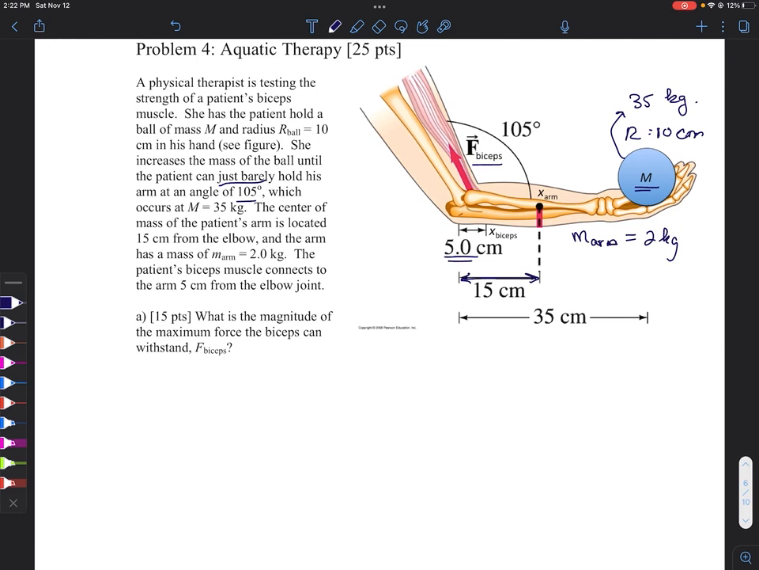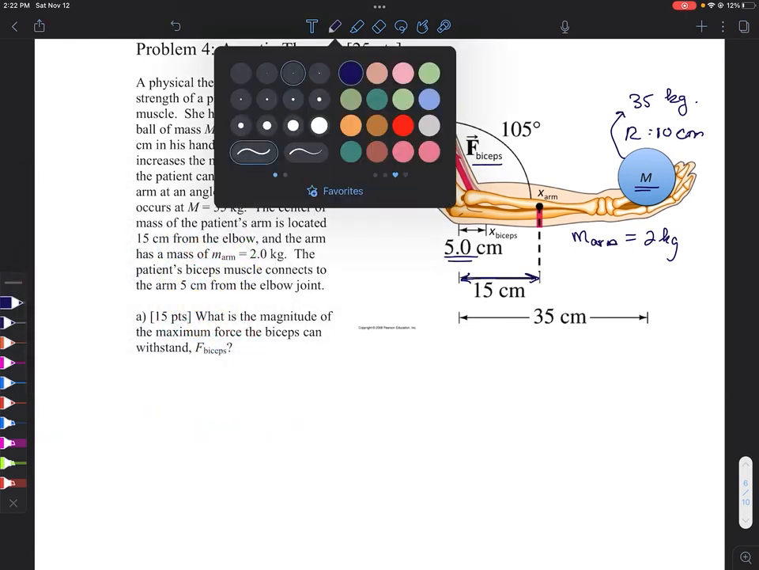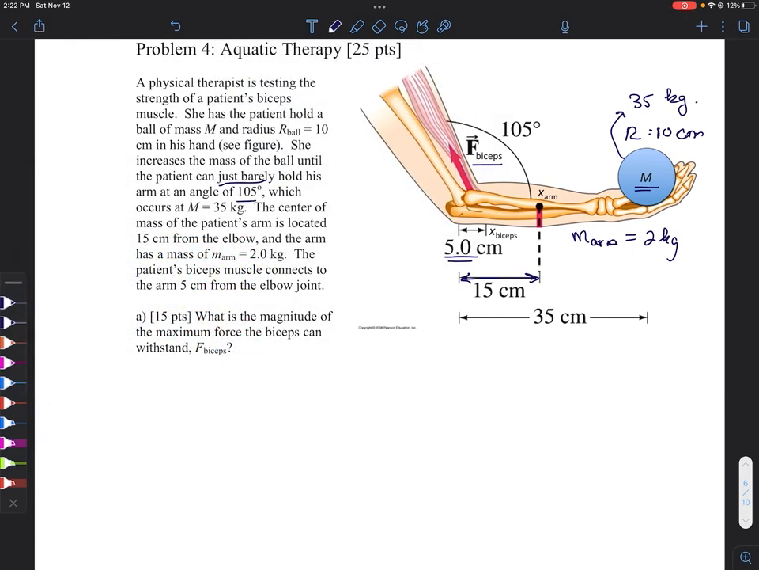So that was a lot of information. The first thing I would do is draw a simpler picture, because this is quite busy over here. So let's draw the arm. We're looking at the arm, and we're treating it as a stick. So let's draw a horizontal stick here.